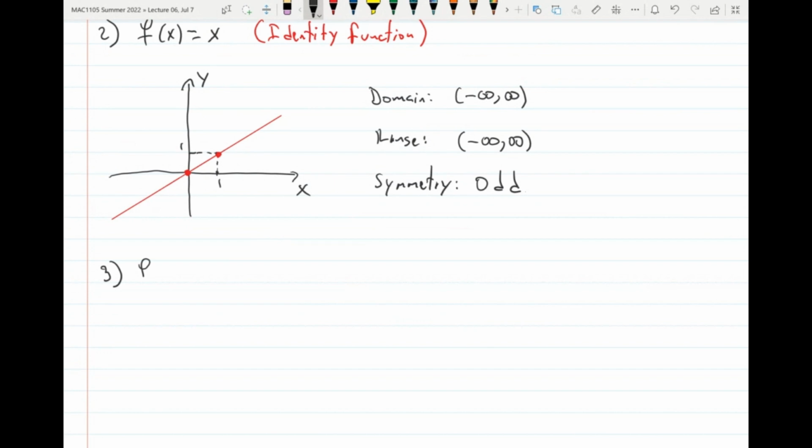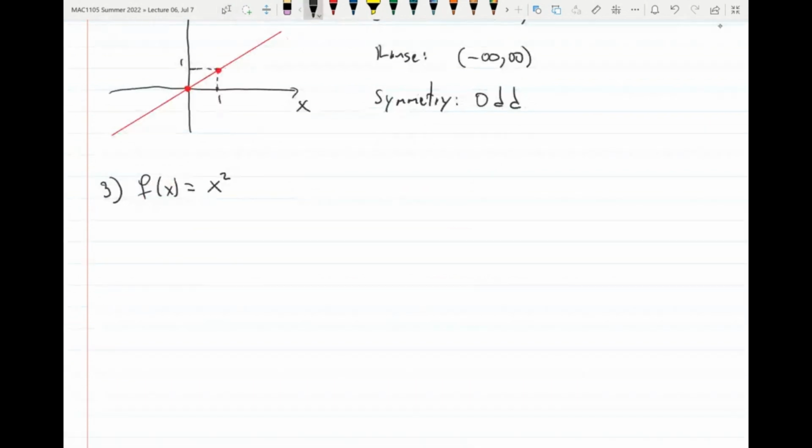So let's see. f of x equals x squared. There's not really a specific name for this square function, so I'm not going to write that down. And what does this look like? What's the shape of this? This is a parabola, good. And we kind of saw an example of this last time.